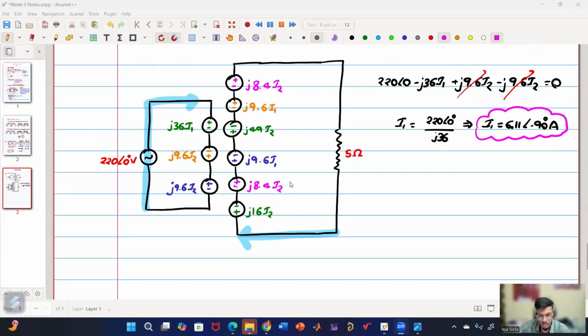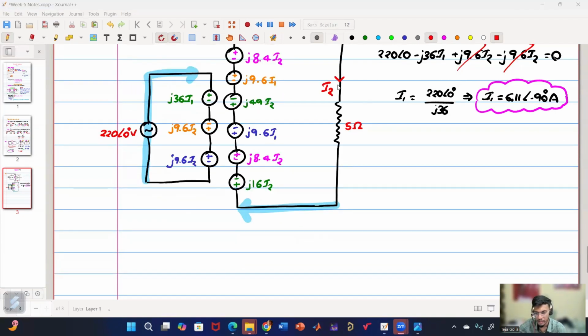Now in the second coil, we'll apply KVL. So we are starting at the bottom. We'll go through, and the current is I2. So this current is I2. Okay. So now tell me what will be the KVL. 5 I2. Okay. So we are starting at this point, the bottom point. So tell me, J16 I2, minus J16 I2.